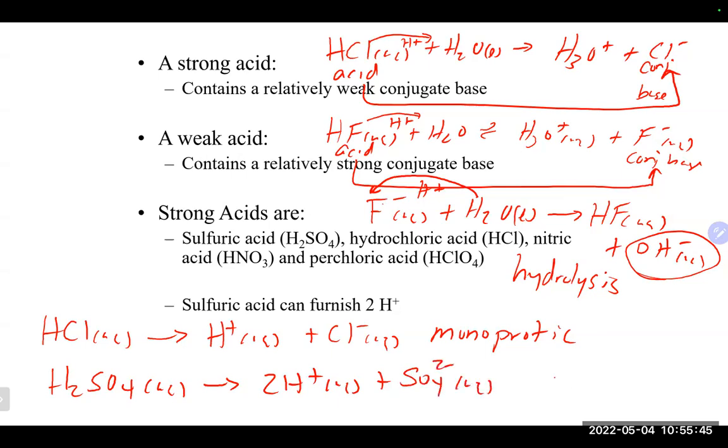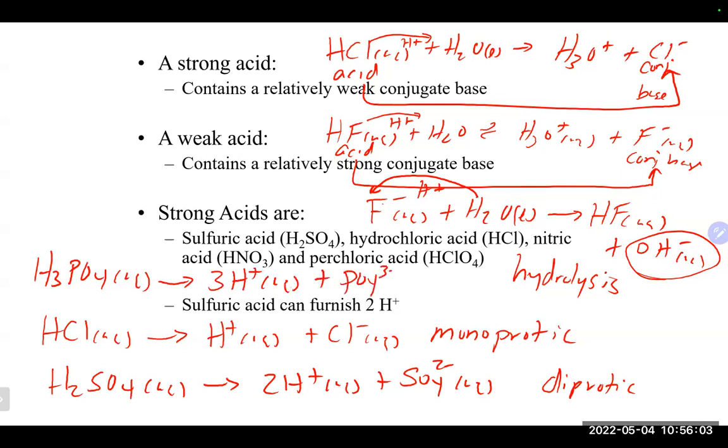And this is what is sometimes referred to as being diprotic acid. And there's even some, like phosphoric acid, which can give away a total of 3 hydrogens, really to balance out the charge there of phosphate. And this is what is sometimes referred to as being triprotic.